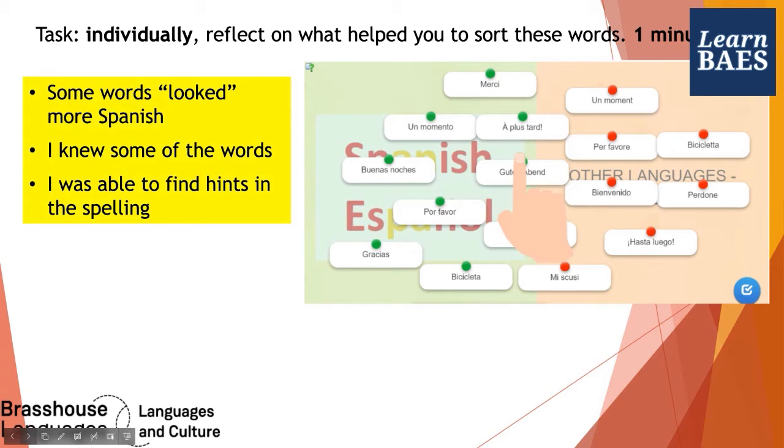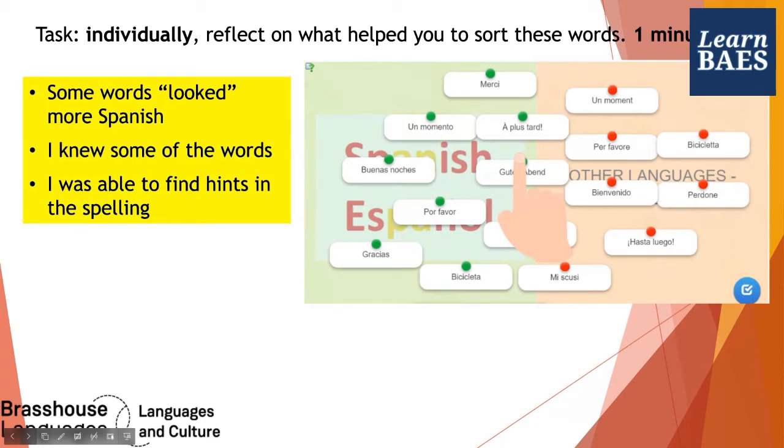Okay, and how about un momento and un moment, or however it's pronounced in proper French? Moment. For me, I knew the French. Oh, so you knew the French, so that helped. Yeah. Perfect. So these are, as you can see, very basic strategies that we use almost without noticing, but they are working already.